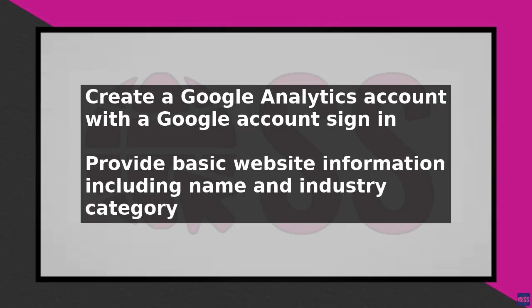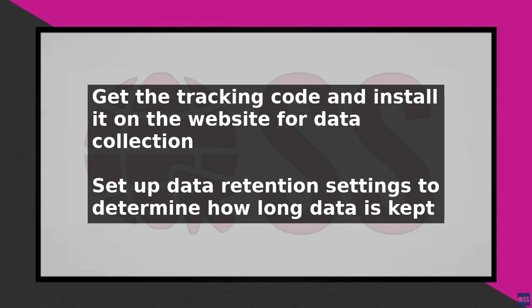Next, you will need to provide some basic information about your website, including the website name, URL, and industry category. You will also need to select the reporting time zone and currency. This information will help Google Analytics provide more accurate and relevant data.